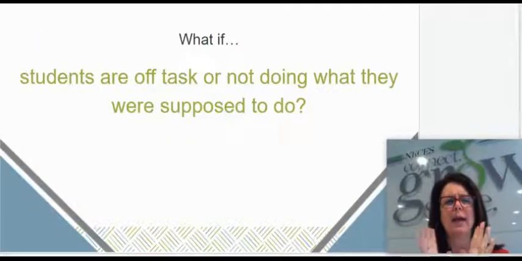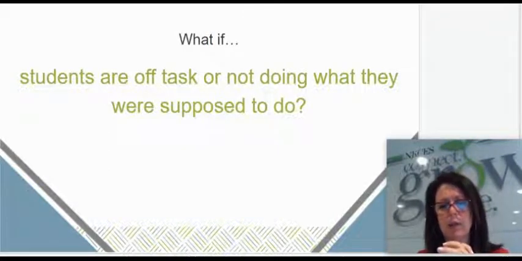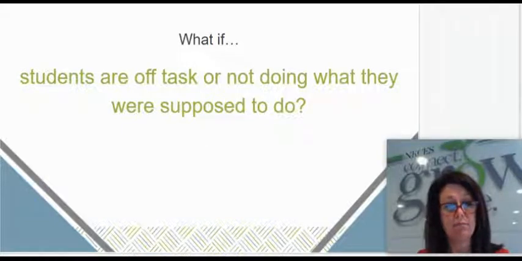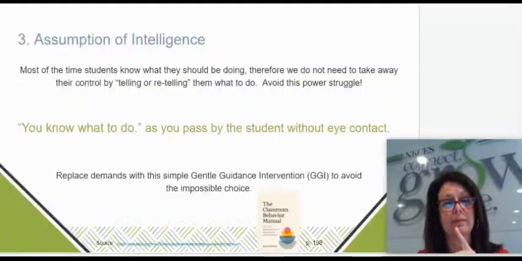Okay. What if the students are off task or not doing what they're supposed to do? Okay, we've got students having conversations, or they're not doing the assignment. What would you do? Remember, low level negative behavior, and we're trying to de-escalate, but trying to move students forward. Assumption of intelligence. This is one I just love.